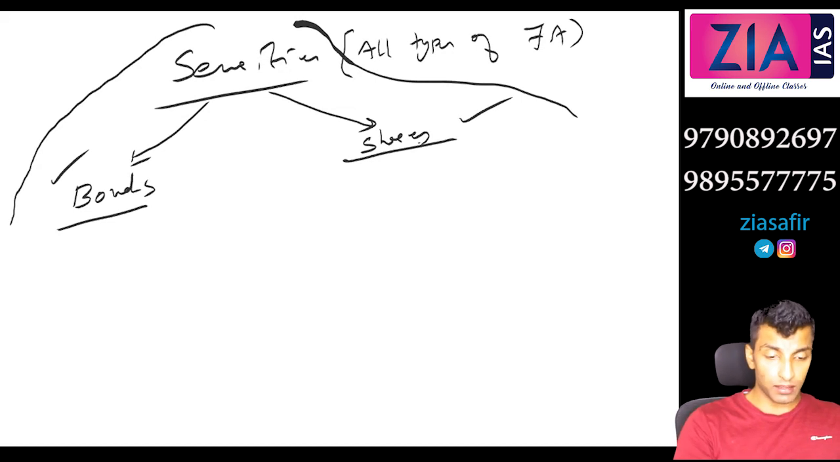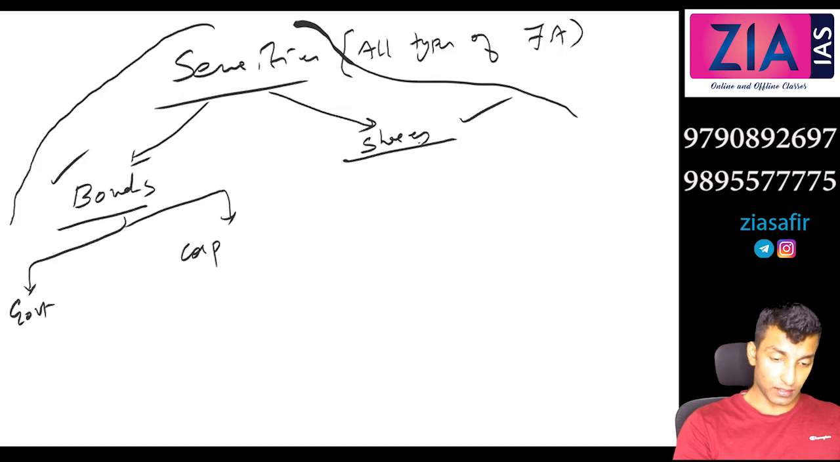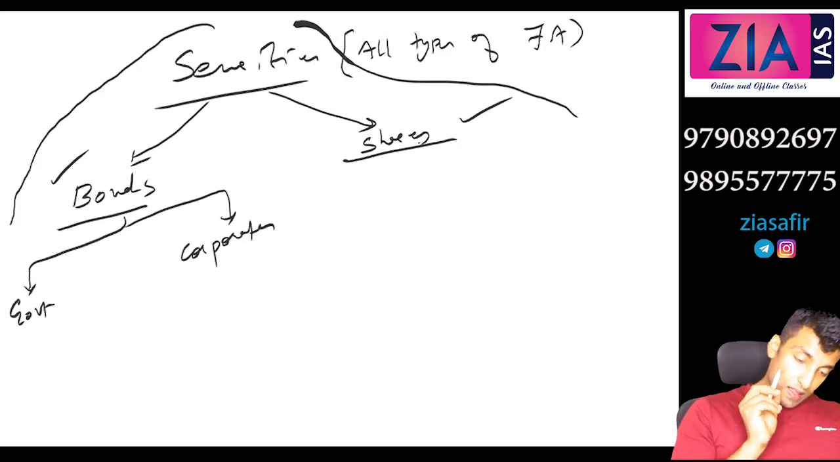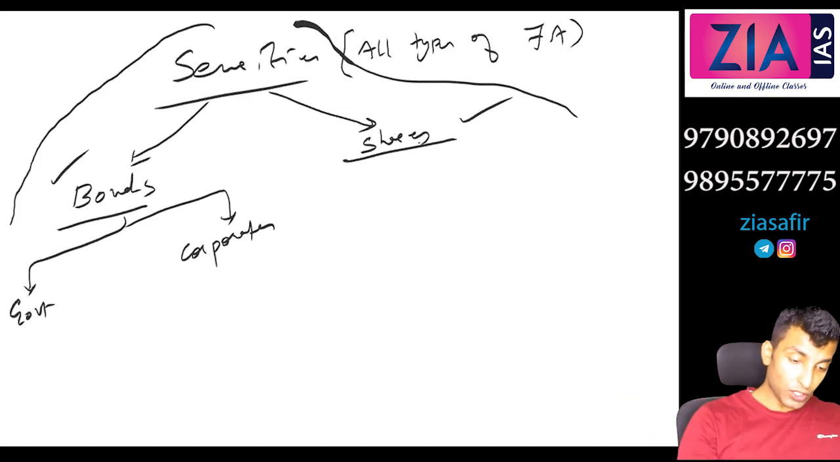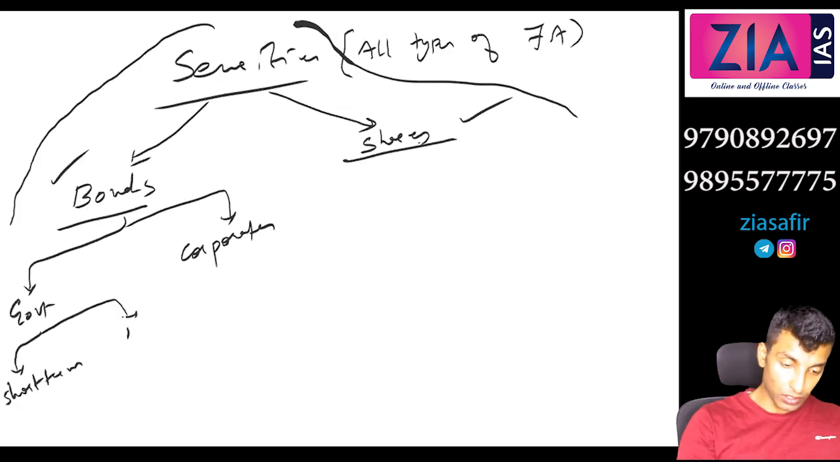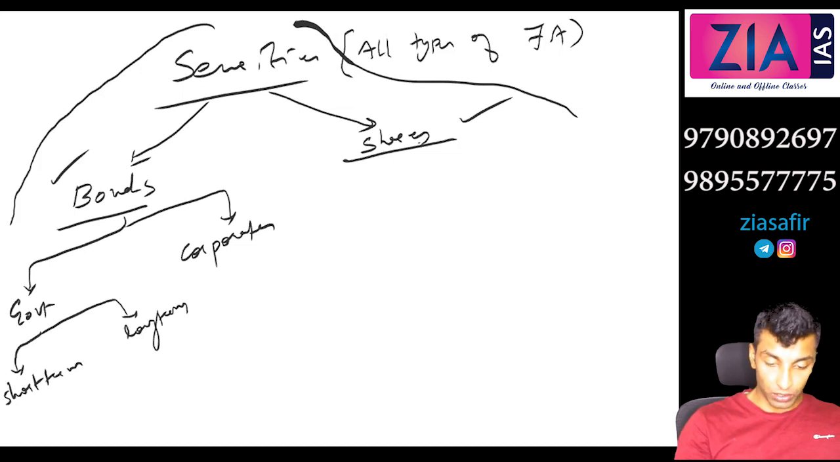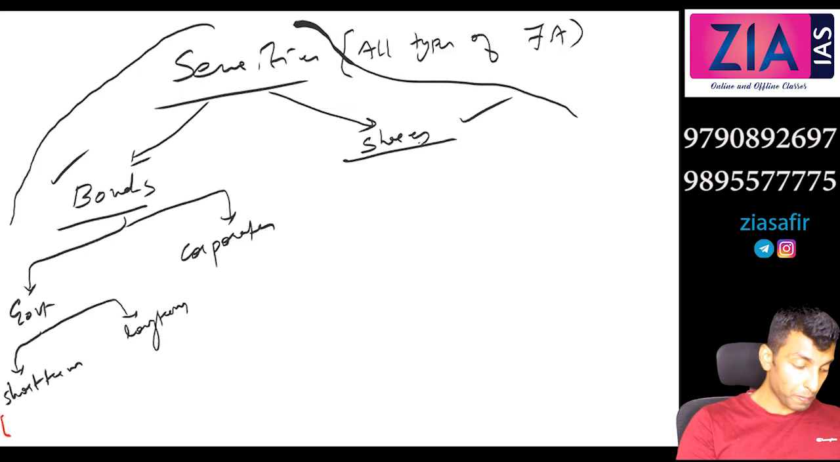Now bonds, it can be government bonds, right? And corporates. Government bonds and corporates. So government bonds can be further divided into short term and long term. What do you call for short term loans? Short term, it's actually loan only, loan given to government. Short term government bonds, what is the name? Treasury bills, okay. So these are short term bonds.